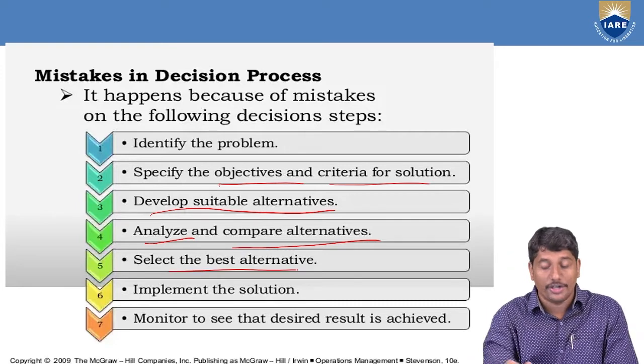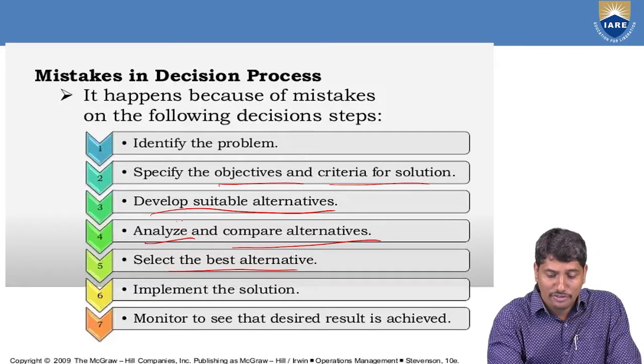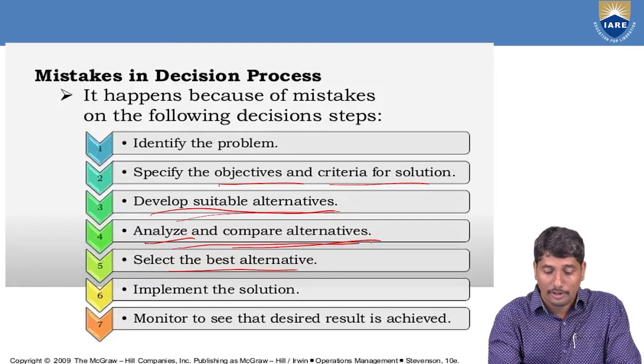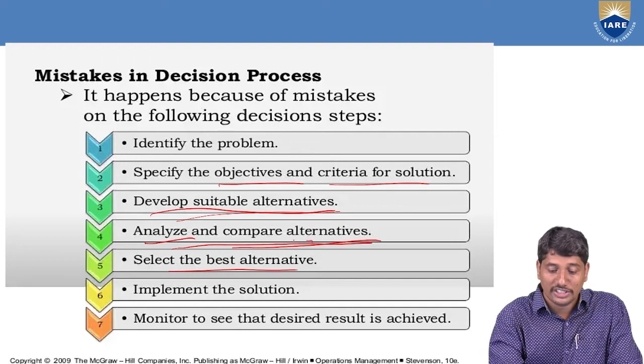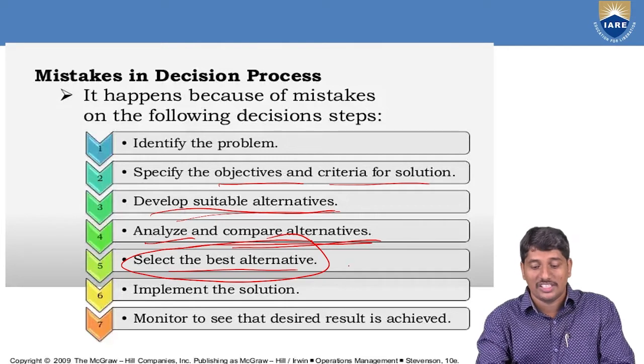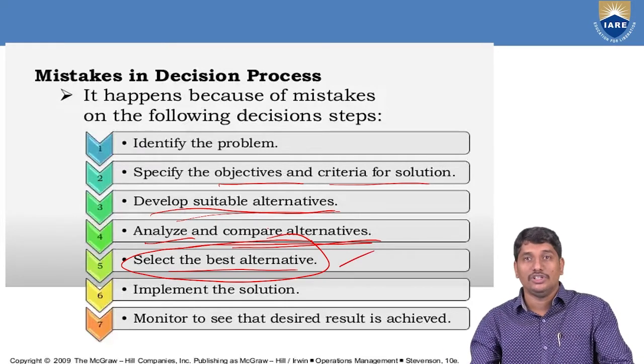Select the best alternative. That is the important part. That means we have a different set of alternatives, and for each alternative we have payoff values. So how do we select the best alternative based on our payoffs? That is the mathematical process. Here lies the mathematics. The rest we will do with our common sense.